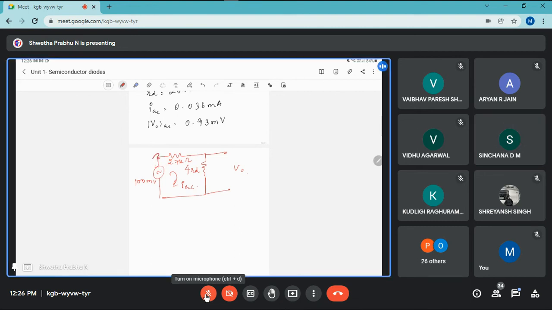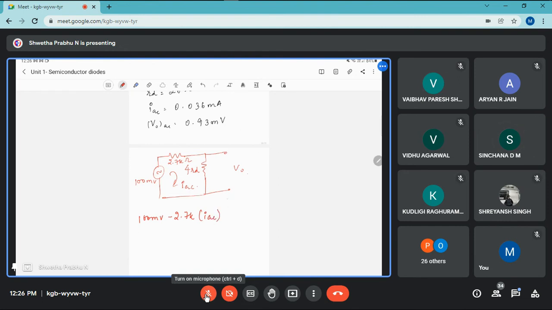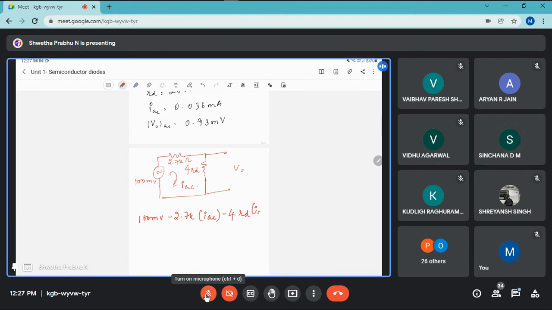Whether my pointer is visible here? Yes, ma'am. Here, can you tell me what is the drop over here? It is 100 millivolts. What is the drop over here? Minus 2.7 K into IAC. What is the drop over here? Minus 4 RD into IAC. Minus 4 RD into IAC equated to 0.